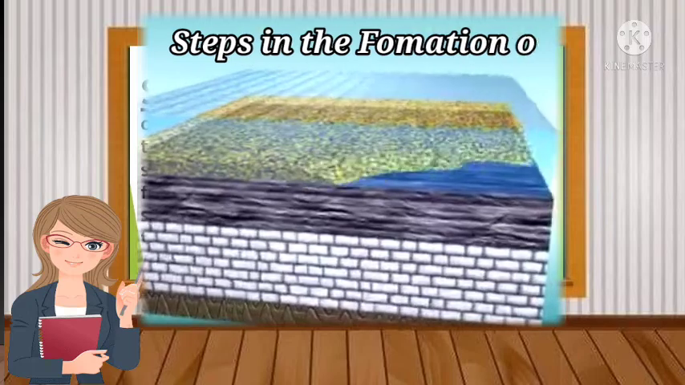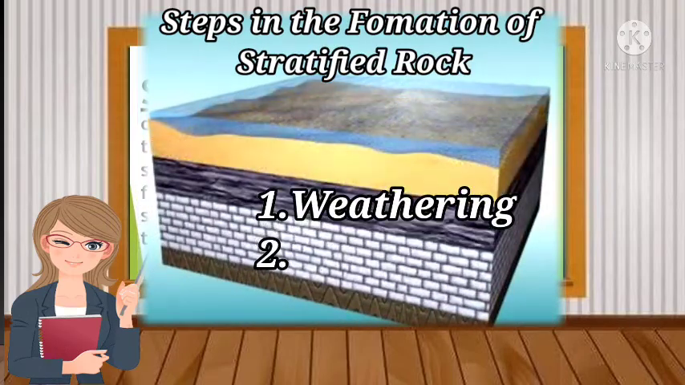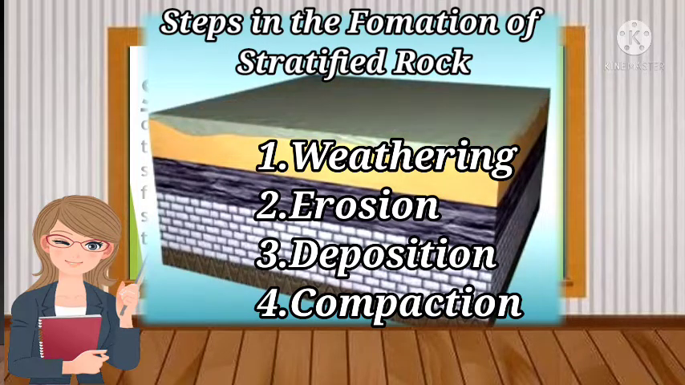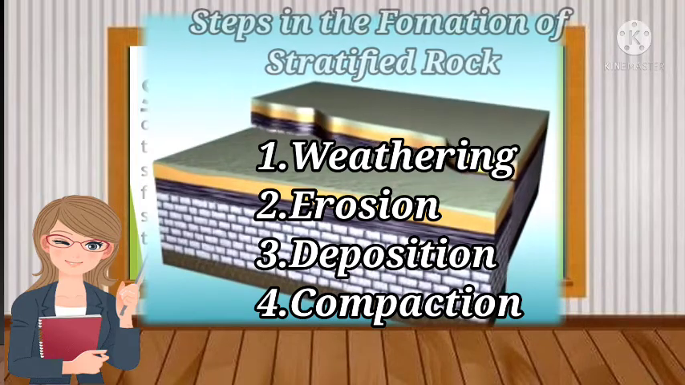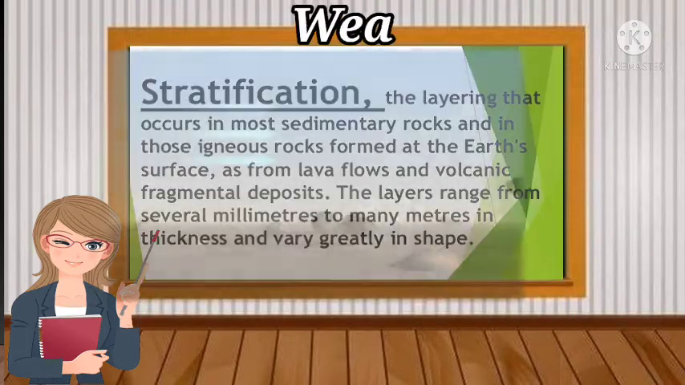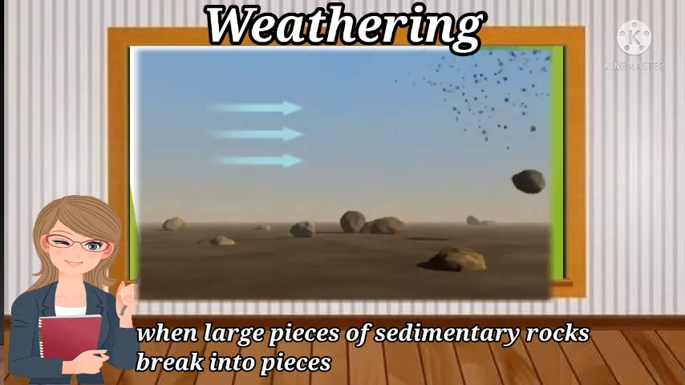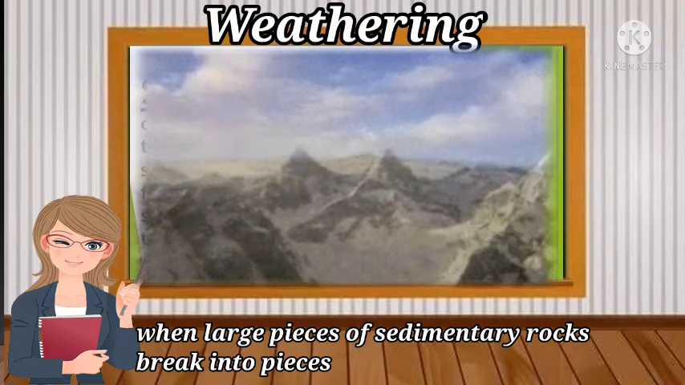There are steps to consider on how stratified rocks are formed. The first one is weathering. The second is erosion. The third is deposition. And the fourth is compaction. Weathering happens when large pieces of rocks are broken down into smaller pieces, and these pieces of rocks come together with other materials to form sediments.